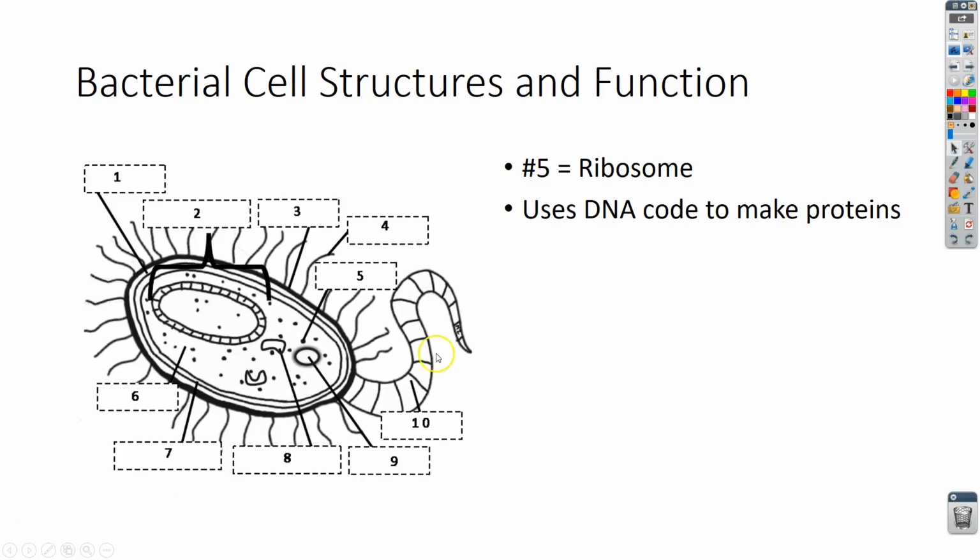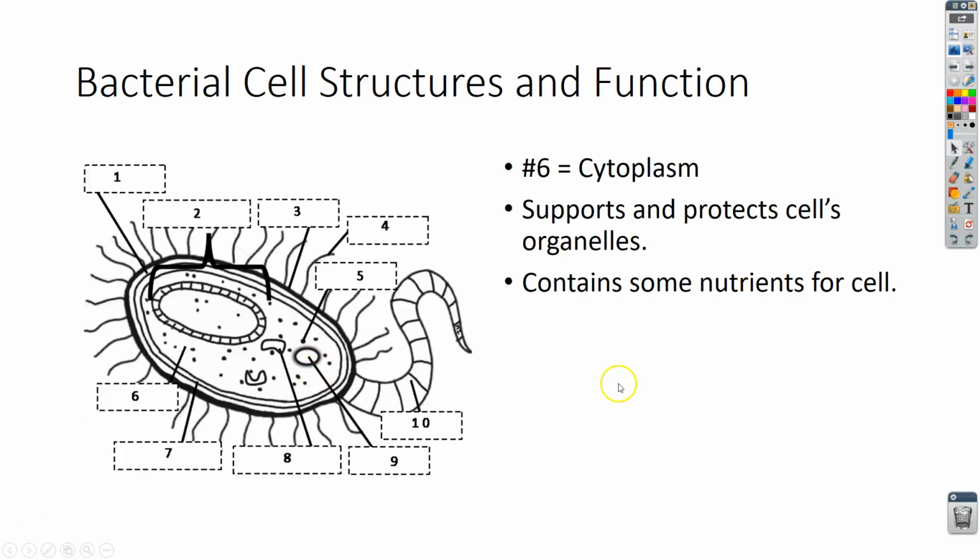For number 5 are the little dots here. These are free ribosomes, and they use DNA to code to make proteins. Number 6 is cytoplasm. So it's that jelly-like material on the inside that supports and protects the cell's organelles, and it does contain some of the nutrients that the cell needs.